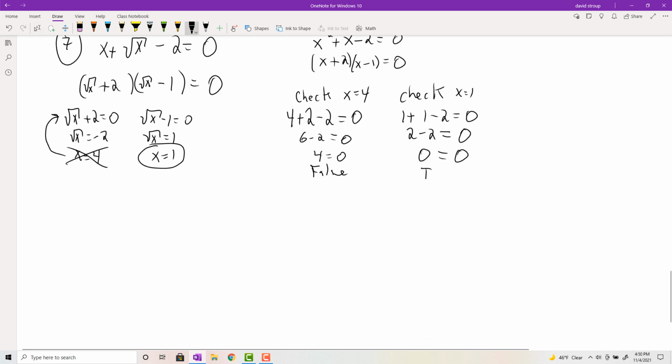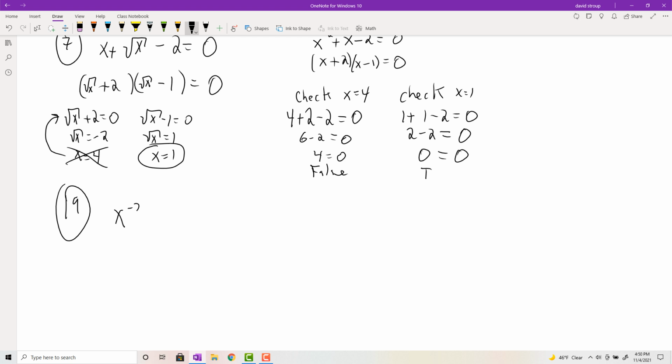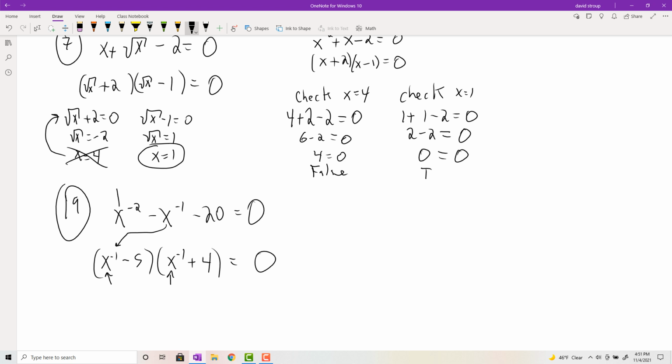Let's look at one more of those. So this is number 19. We have x to the negative 2 minus x to the negative 1 minus 20 equals 0. So if normal, it would be like x squared minus x minus 20, and then our numbers will probably be minus 5 and plus 4, right? You can almost just borrow that middle term and put it over here. That will be these guys. I mean, the variable part. If there's a number in front of it, you can't do that. But you're thinking this times this equals this.